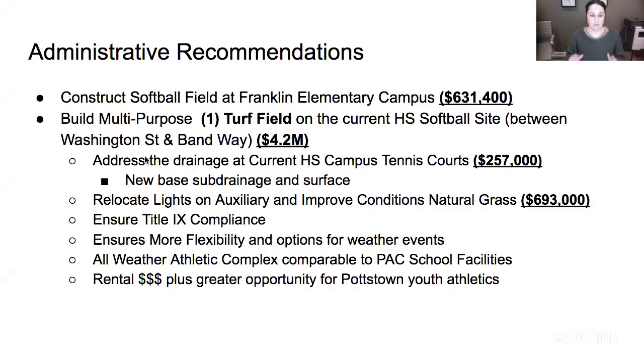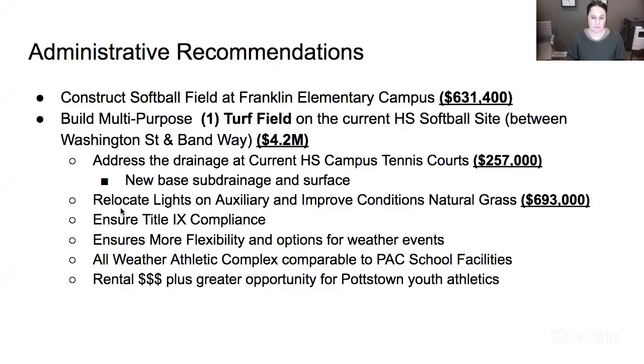In addition, if we were looking to do something at the high school, we would want to address the drainage issues at the tennis courts at the same time. And the reason for that is once you're out there and you're disturbing earth, it is best to try to keep as much of that on our property as possible. We would be able to look at the sub drainage and resurface the tennis courts and address that. As you know, they're on the hill now, and the drainage just basically ends up right on the tennis courts. We would also recommend relocating the lights on the auxiliary field and improving that field playing surface to be the appropriate size, and keeping that as a natural grass field.